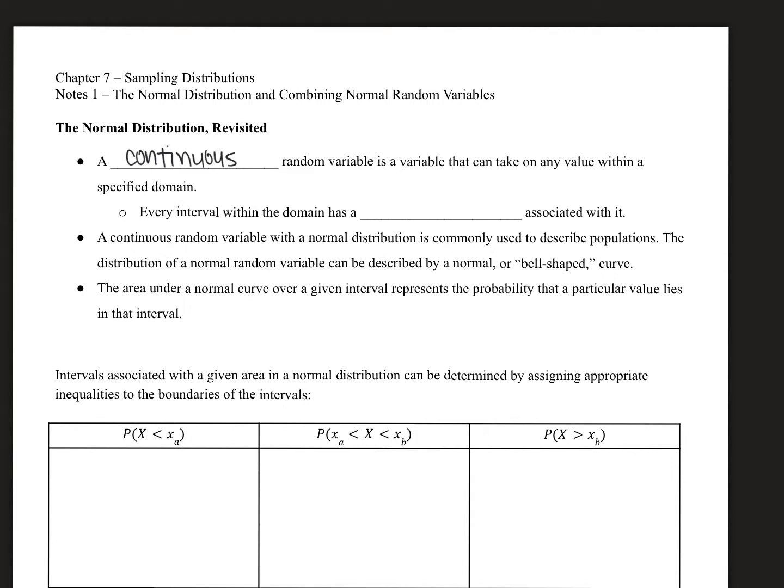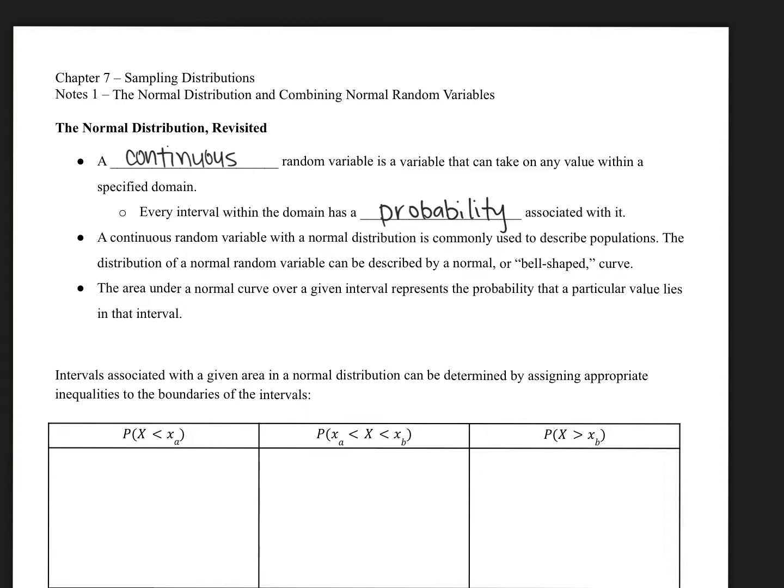random variable is a variable that can take on any value within a specified domain. Every interval within the domain has a probability associated with it. So a continuous random variable with a normal distribution is commonly used to describe populations. The distribution of a normal random variable can be described by a normal or bell-shaped curve.